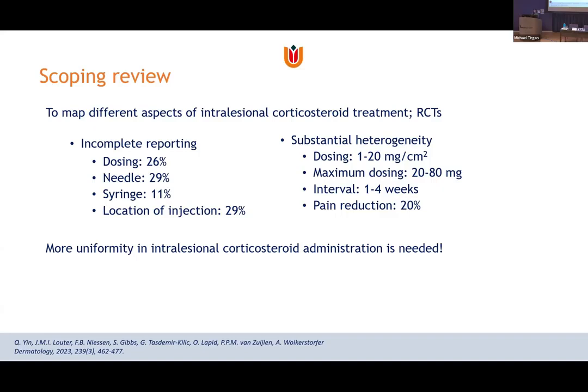There was also a large difference in the maximum dosing and treatment interval. 1 out of 5 studies used pain reduction prior to treatment, and very few studies reported details of needles, needle size, syringe size, and location of injection. We concluded that more uniformity in intralesional corticosteroid administration is needed.